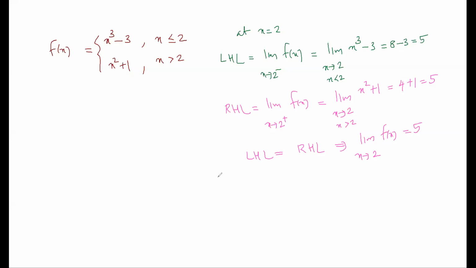We have to find the value of the function at that particular point, f of 2. When x is less than or equal to 2, when x is equal to 2, it is x cube minus 3. So it is 2 cube minus 3, that is 8 minus 3, it is 5. That means the limit of that function as x approaches 2 is the same as f of 2. That means f of x is continuous at x equals 2. That means it is continuous at all points.